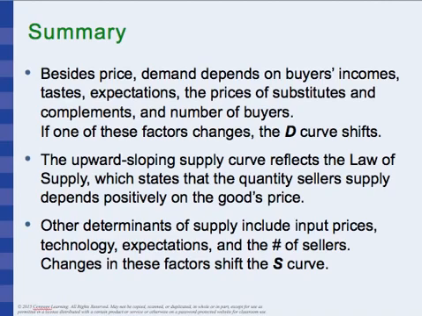The upward sloping supply curve reflects the law of supply, which states that the quantity sellers supply depends positively on the good's price. Other determinants of supply include input prices, that's the input cost, technology, expectations, and number of sellers. You need to know those as well. Changes in these factors shift the supply curve. So again, as a supplier, if you're making more money, you're going to want to supply more. If you're making less, you're going to want to supply less. And there are movements along the supply curve related to price, and then shifts of the supply curve related to input prices, which is your cost of production, technology, expectations, and number of sellers.